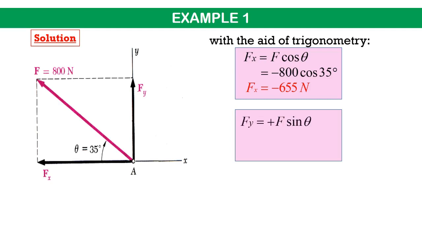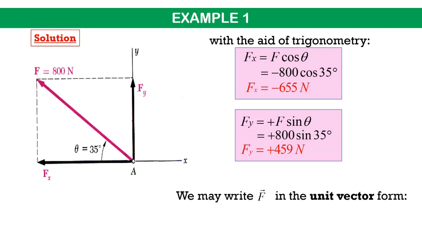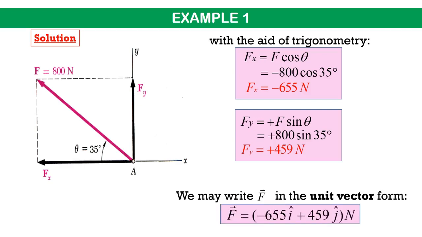Y component, Fy equals positive 800 sin 35 degrees, equals positive 459 Newton. The value is positive because the component is along the positive y-axis. We may write the vector F in the unit vector form, and that will give us vector F equals negative 655i plus 459j, and the unit is Newton.